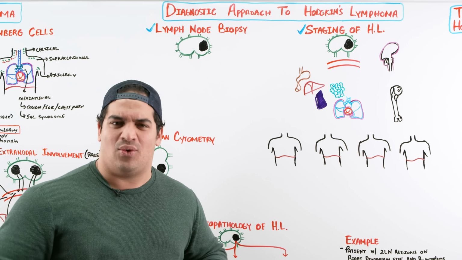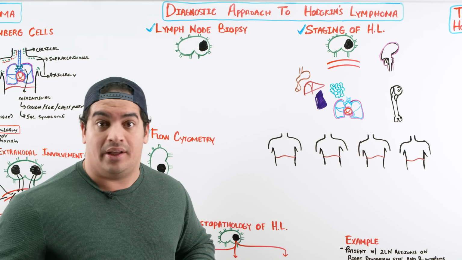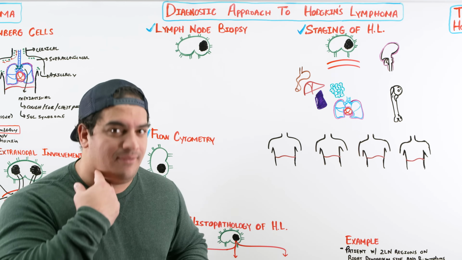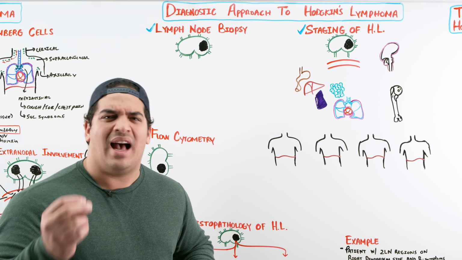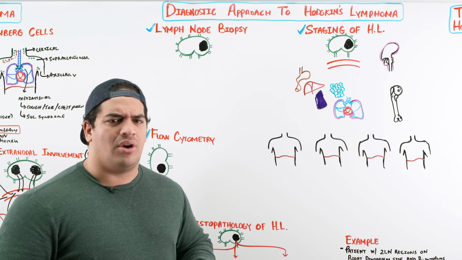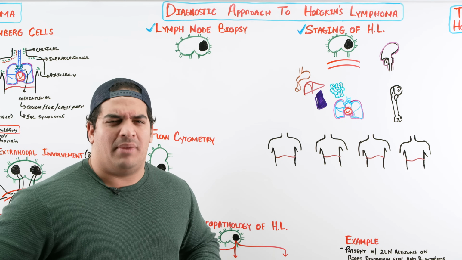Maybe due to the cytokine storm. If they also have it periodically, which is Pel-Ebstein fevers, or if they have alcohol-induced lymph node pain, or if they have pruritus, these can be highly specific but rare in Hodgkin's lymphoma. Also, watch out for any spleen involvement like splenomegaly.